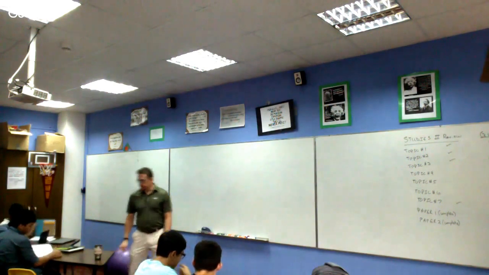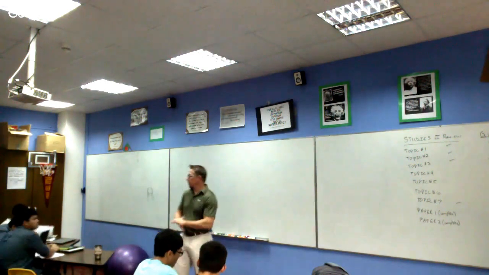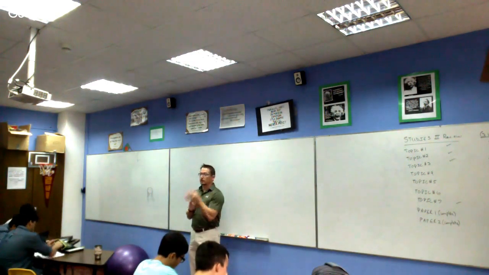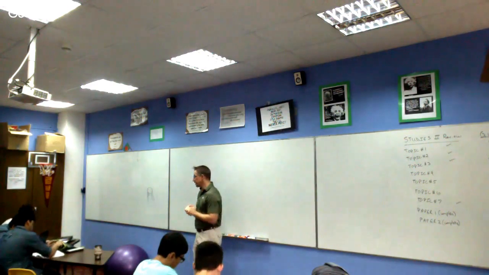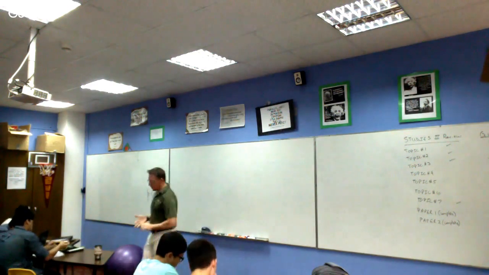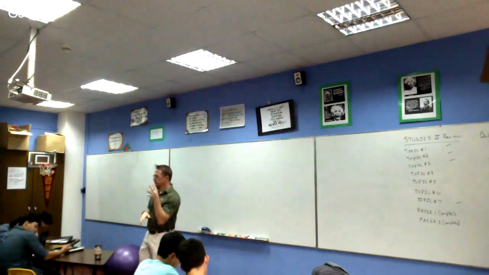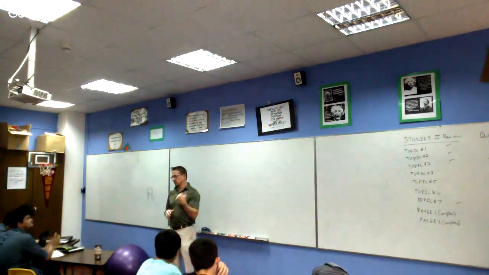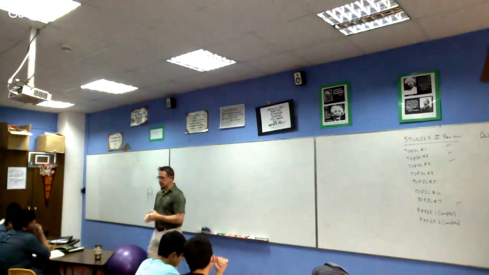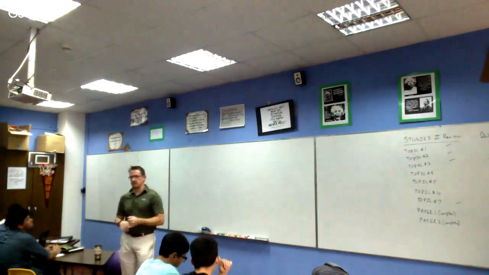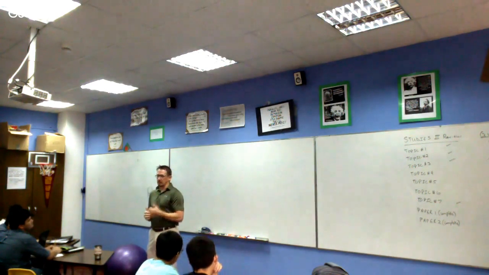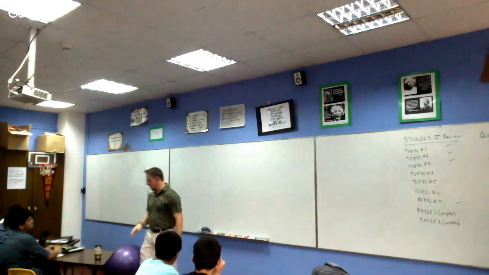At the end of this unit, your project is going to be to create some type of machine, simple or complex, that is going to throw a tennis ball. It can be something as simple as a slingshot. It can be something as complicated as a catapult, if you will. You can make a beer can, I don't care.